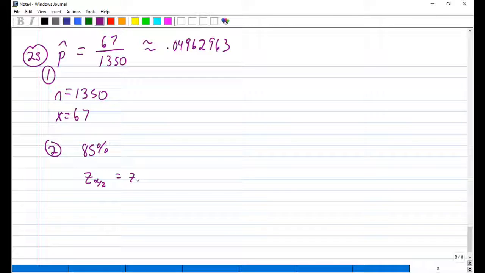So the critical z is going to be z sub 0.15 divided by 2, or z sub 0.075. All right, so if you have a weird percentage like that, there's going to be a positive z and a negative z, such that 0.075 of the area is on each side. If you look up this area in the chart, it will give you the negative answer, but we're actually just going to use the positive answer, because of where we plug it into our formula, we want the positive answer.